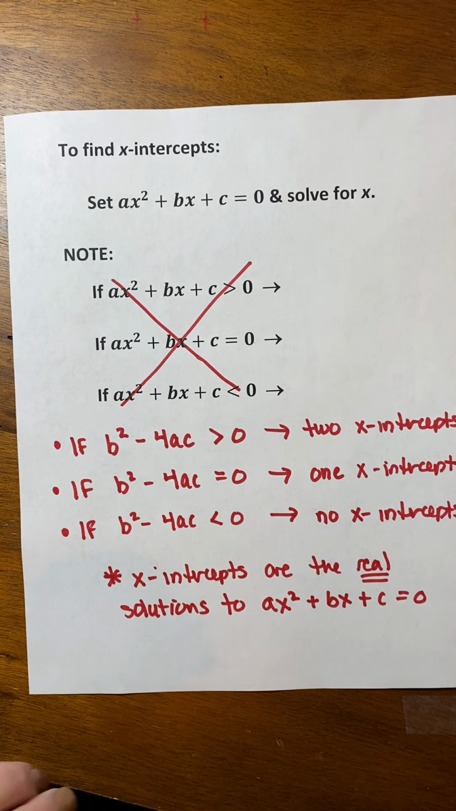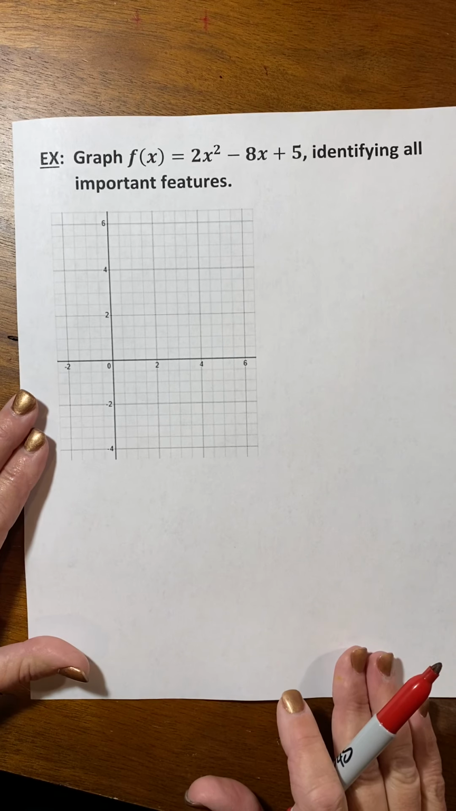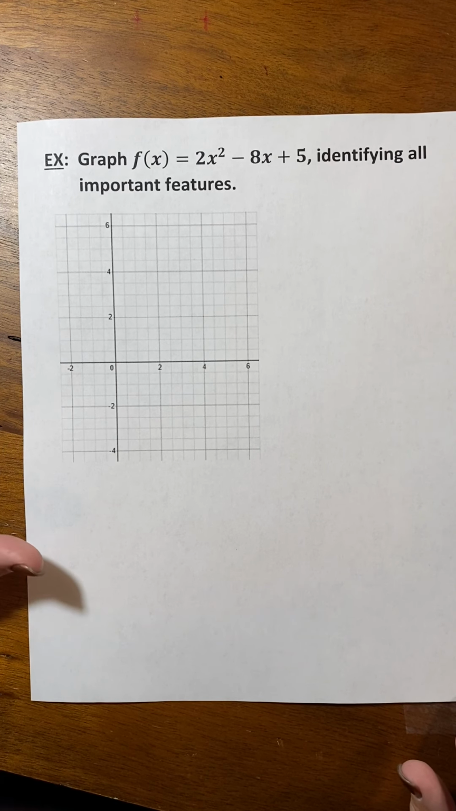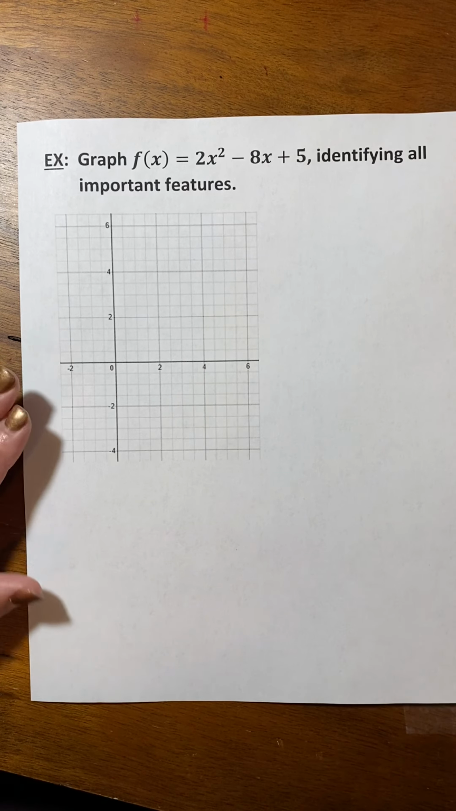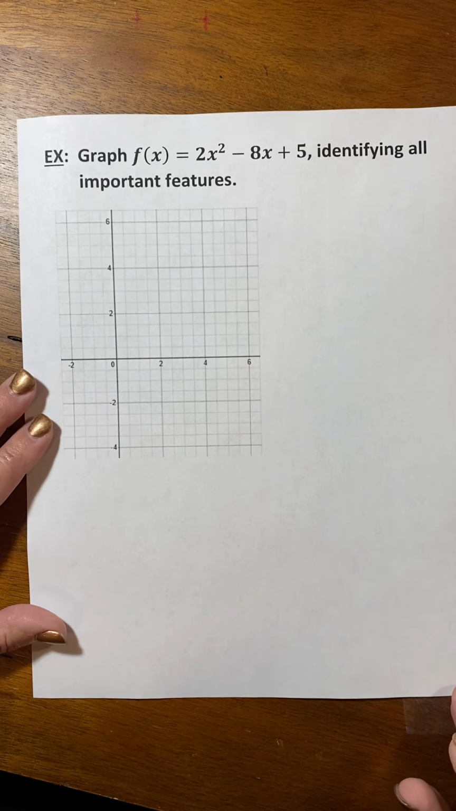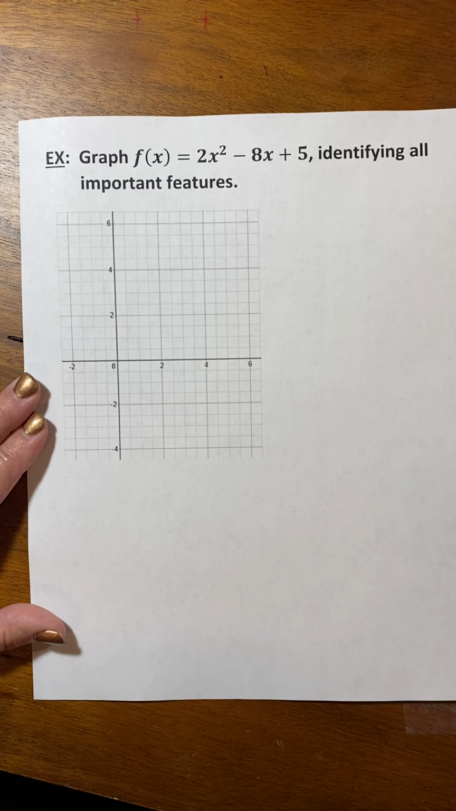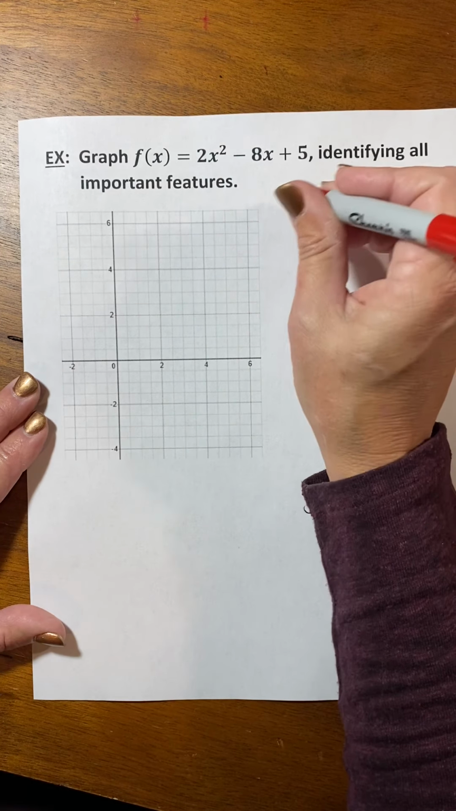All right, let's see if we can put this all together and do a couple of examples here. So graph f of x equals 2x squared minus 8x plus 5, and identify all the important features. So in your homework, you're not typically asked everything at once, but we are going to do everything. So does this open up or down?